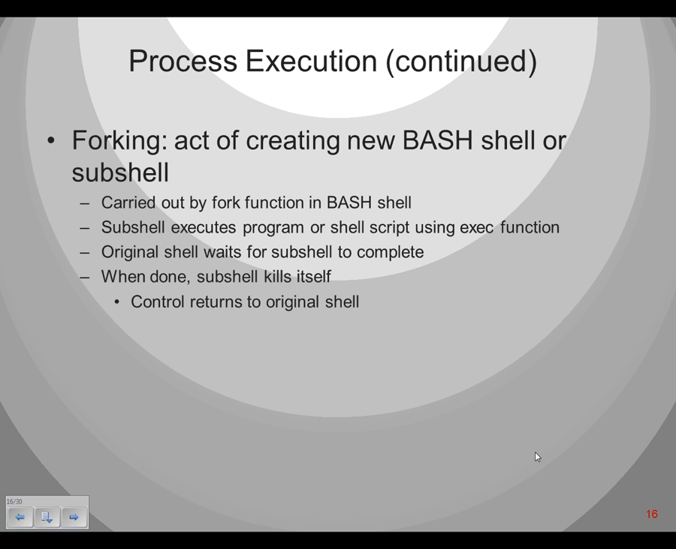When executing compiled programs or shell scripts, the bash shell that interprets the command you typed creates a new bash shell. This new subshell is known as forking, and it is carried out by the fork function in the bash shell. The new subshell executes the binary program or shell script using its execute function. After execution, the new subshell uses its exit function to kill itself and return control to the original bash shell.